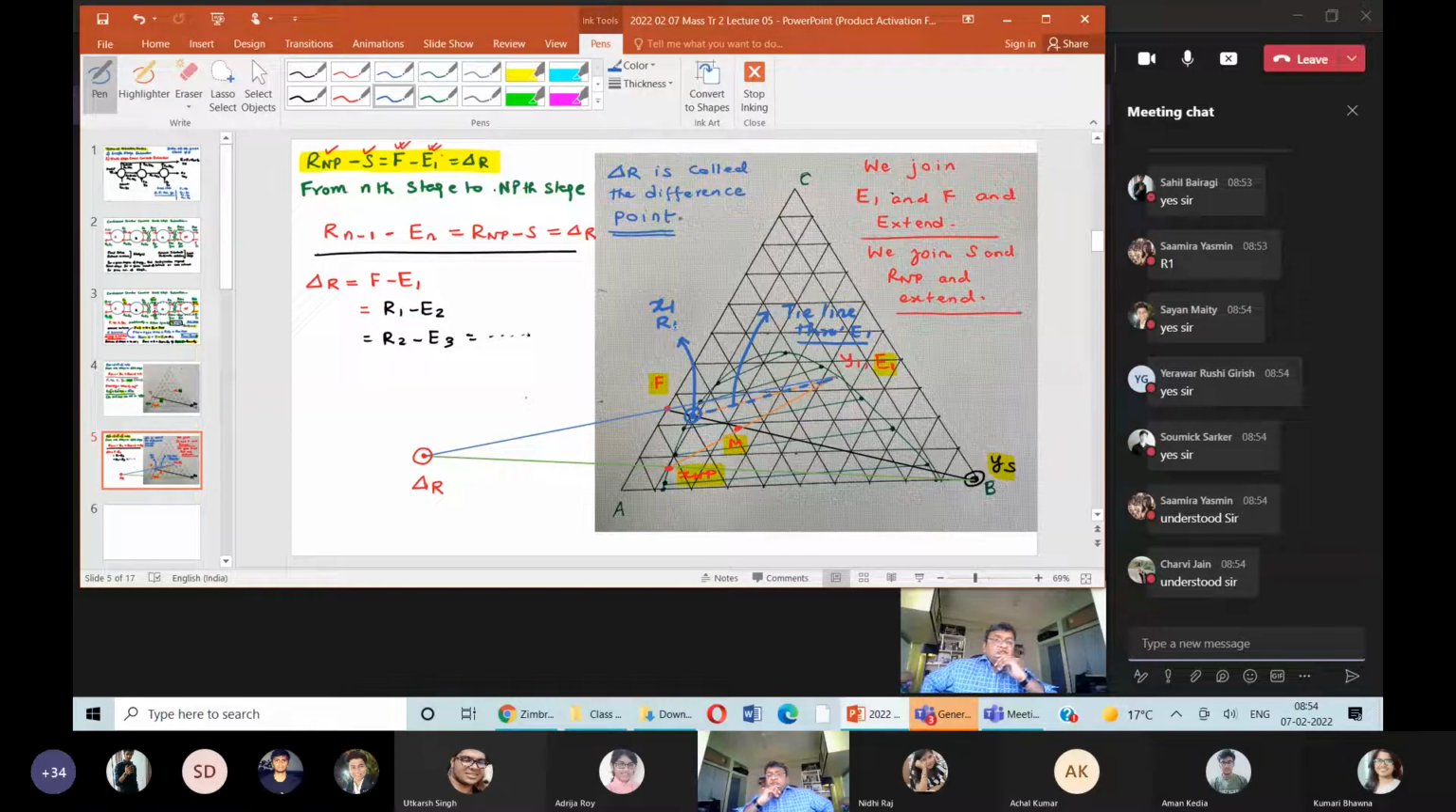If you have understood this, can we now get E2? We will try to make it as simple as possible. Can we now locate E2? Anyone? Can we now locate E2?